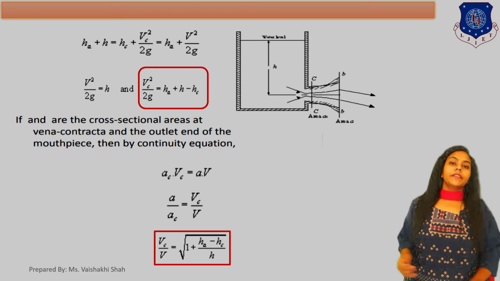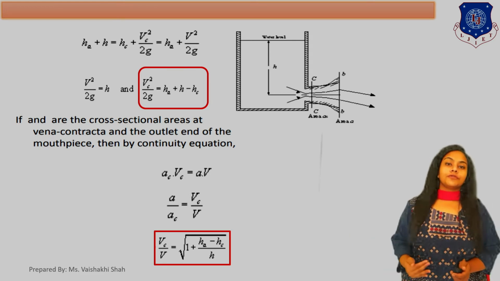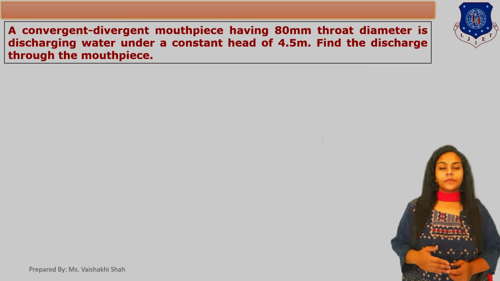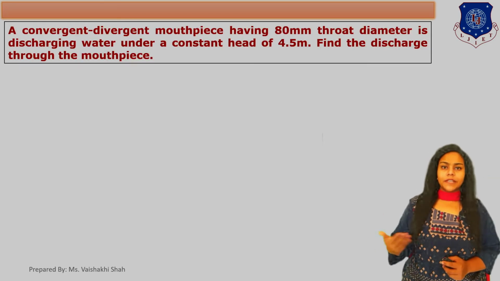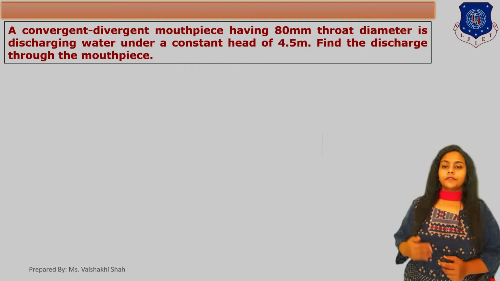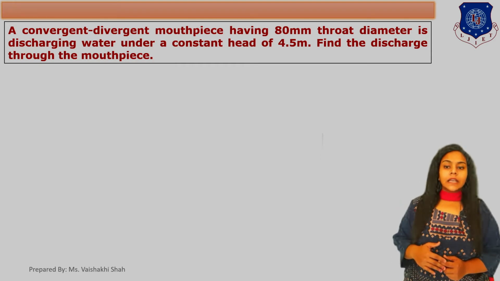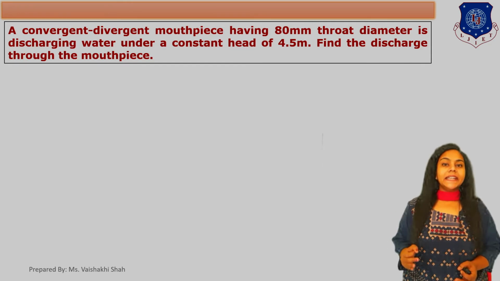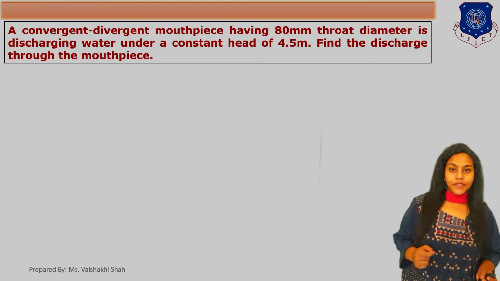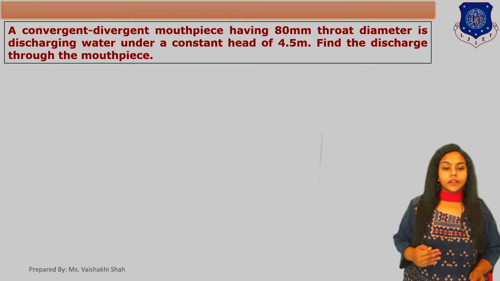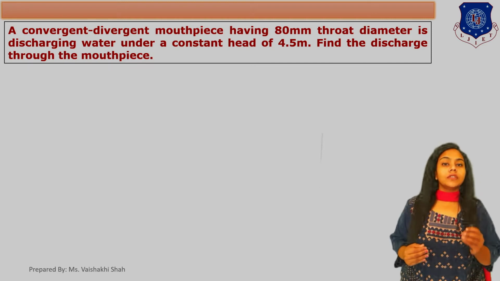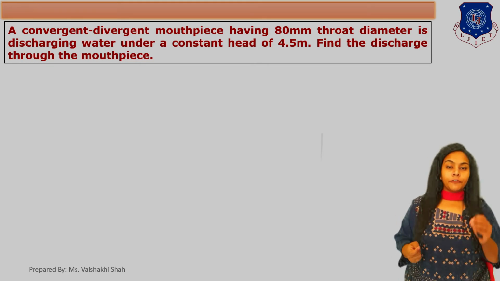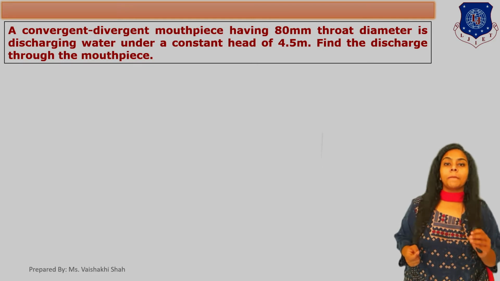So this is the derivation for discharge through convergent divergent mouthpiece. Now we will solve an example based on this theory. First of all, the data given to you is a convergent divergent mouthpiece having 80 mm throat diameter, discharging water under a constant head of 4.5 meter. Find the discharge through the mouthpiece.